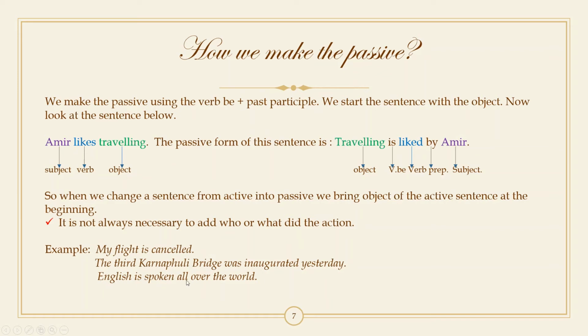In the same way, English is spoken all over the world. We know that people all over the world speak English, so we don't want to mention it. That's why it is not necessary to say that English is spoken all over the world by the people. So you see that there will be some cases in your exam or in your exercise where you will have to omit the subject in your passive form. The subject will be omitted when you change an active sentence into passive.